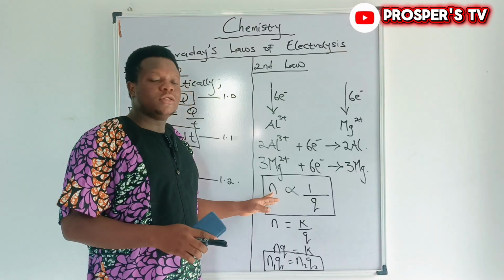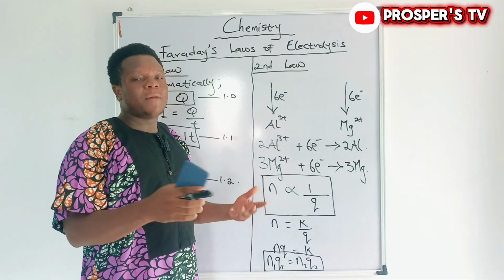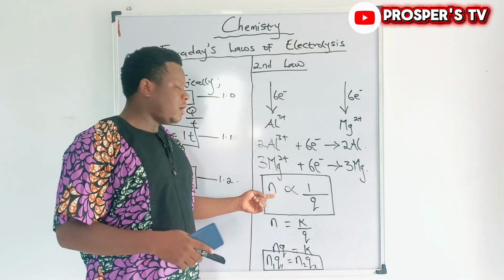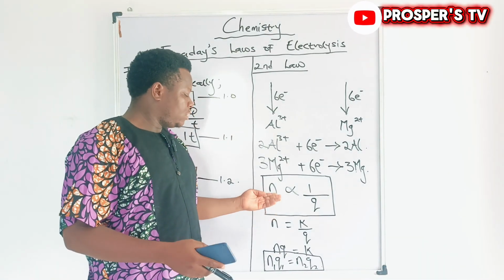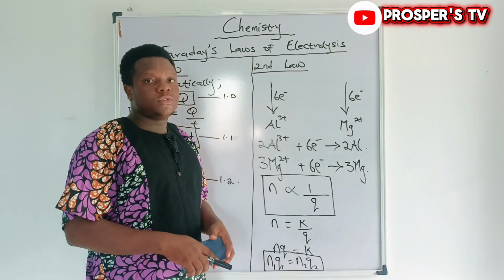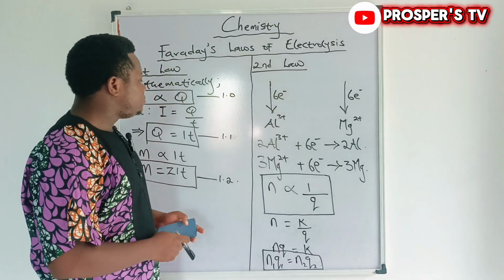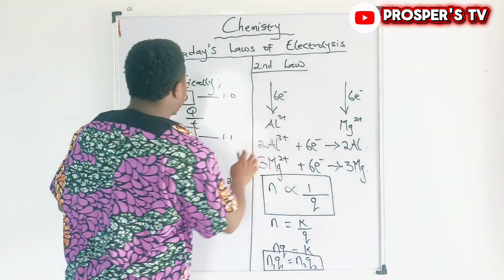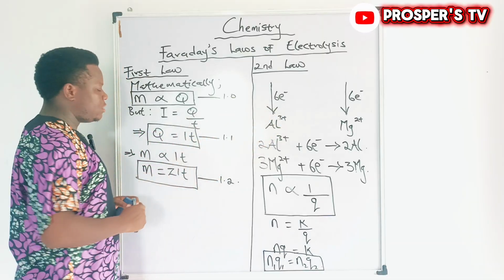N here represents the number of moles, and remember, mole is equal to mass over molar mass. So it means number of moles is also proportional to mass, so you could also use it as mass. Here it can be M1 Q1 is equal to M2 Q2. This would come in handy. Now, let's derive some mathematical expressions from these two laws.